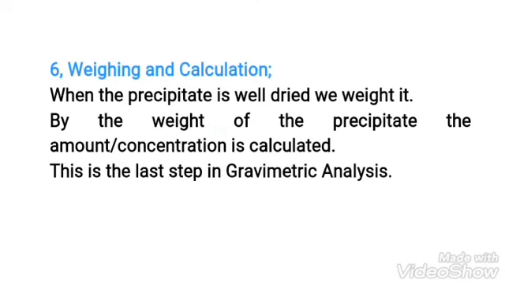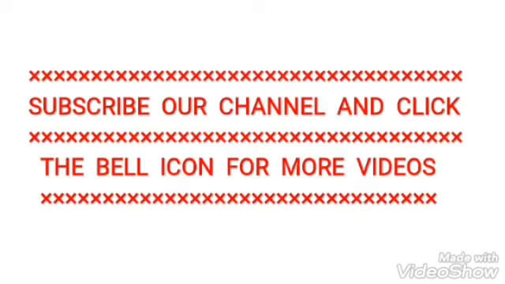6. Weighing and calculation. When the precipitate is well dried we weigh it. By the weight of the precipitate the amount or concentration is calculated. This is the last step in gravimetric analysis.